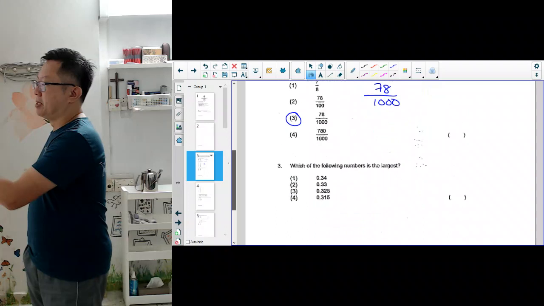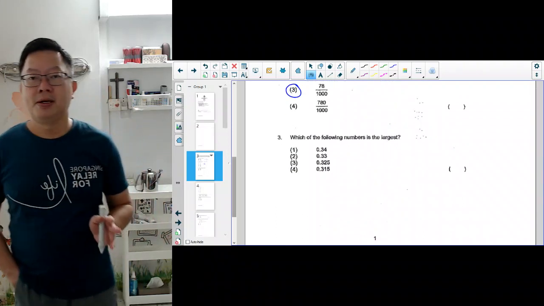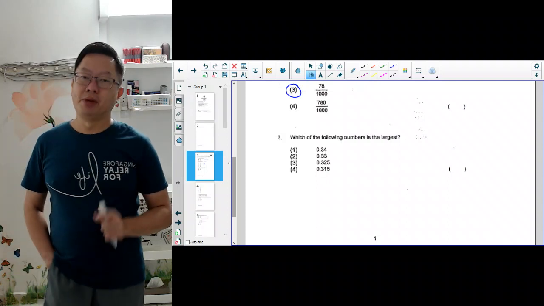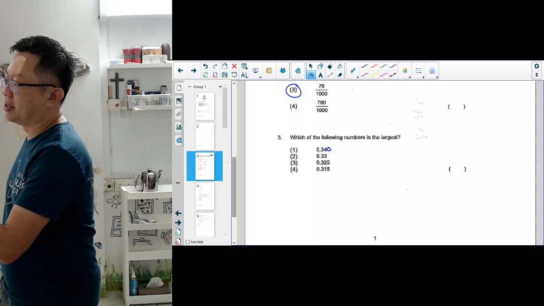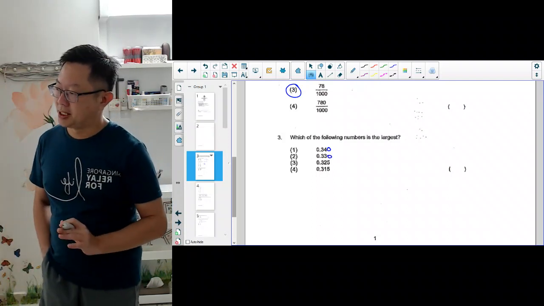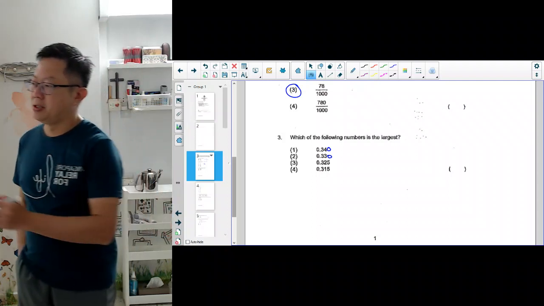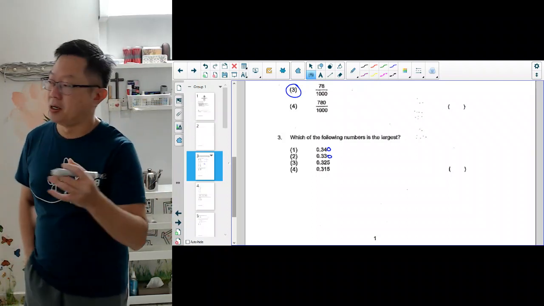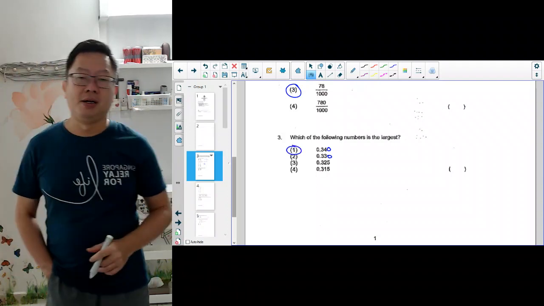Okay, question number 3. Which of the following numbers is the largest? They are all decimals, but you cannot compare the decimals because they are all different decimal places. So you will have to change them to have the same decimal places. Then you can compare which is the largest. If you look carefully, the largest will have to be your 340, or 0.340. So your answer is number 1, which is the largest decimal.